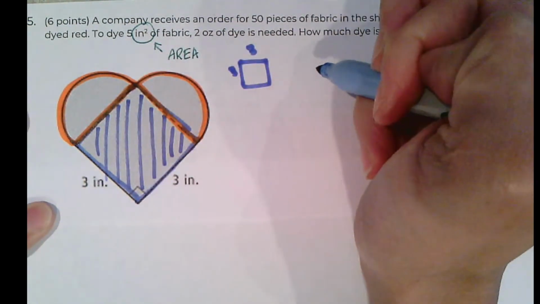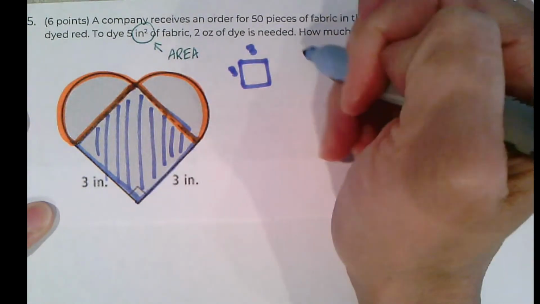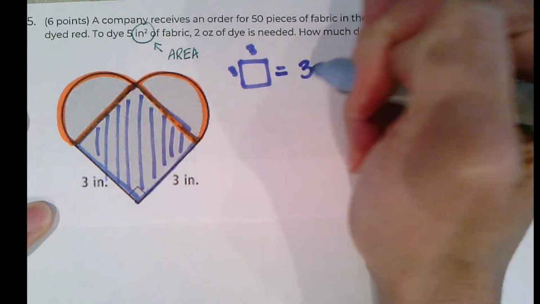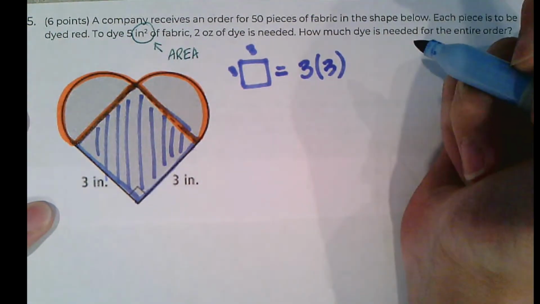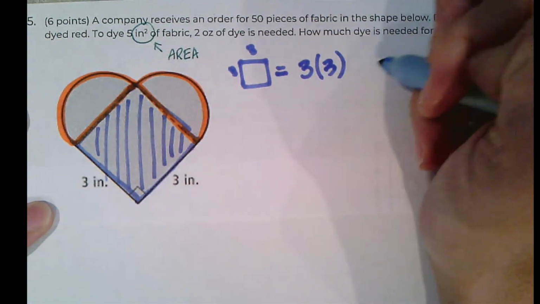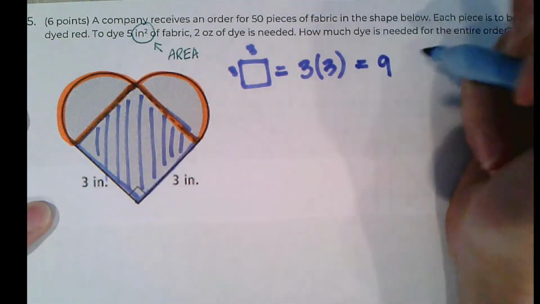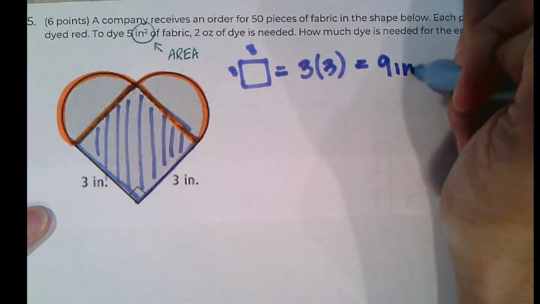Well, area for a rectangle, which is a more inclusive version of a square, right, is just length times width. So our area for the square is 9 inches squared.